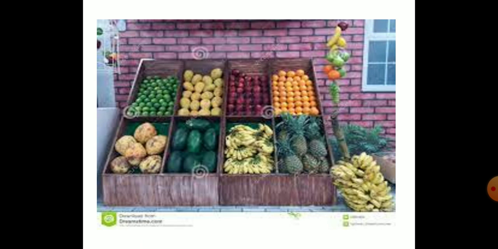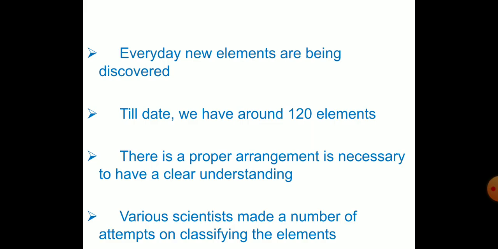Isn't it? Yes. Likewise, if the elements are also arranged in the form of a table, it is easy to analyze their properties. So the result is the construction of the periodic table. Okay, dear students, it is given about the construction of the periodic table.